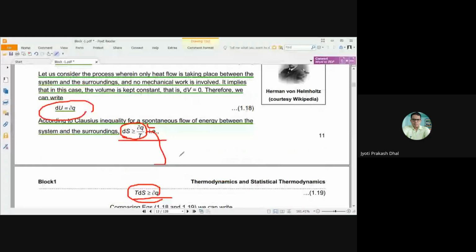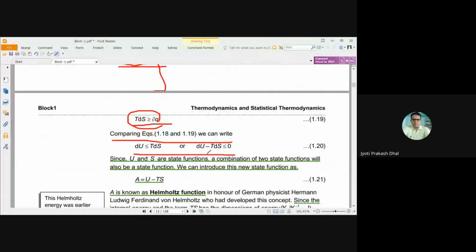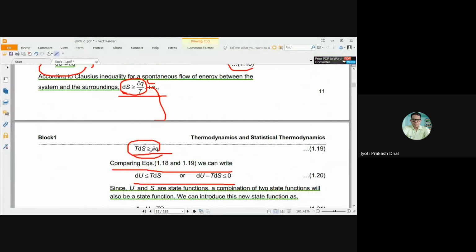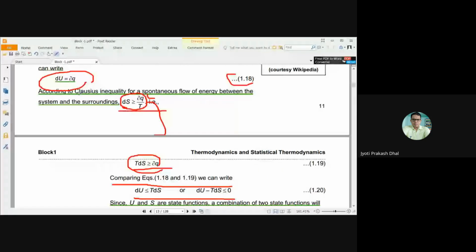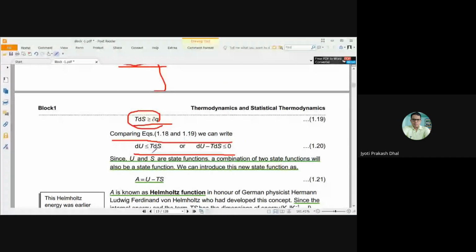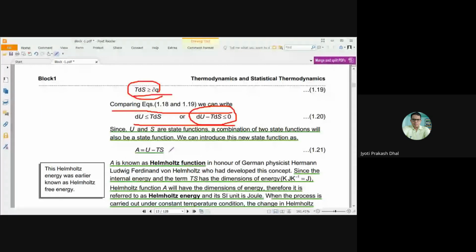Now comparing equations 18 and 19, we can write dU is less than or equal to TdS, because TdS is greater than or equal to dq, and if no mechanical work is involved, then dU equals dq. So we can write TdS is greater than or equal to dU. That is, dU is less than or equal to TdS. And again, dU minus TdS is less than or equal to 0. So here dU is nothing but the change in internal energy, that is a state function. dS is nothing but the change in entropy, that is a state function.